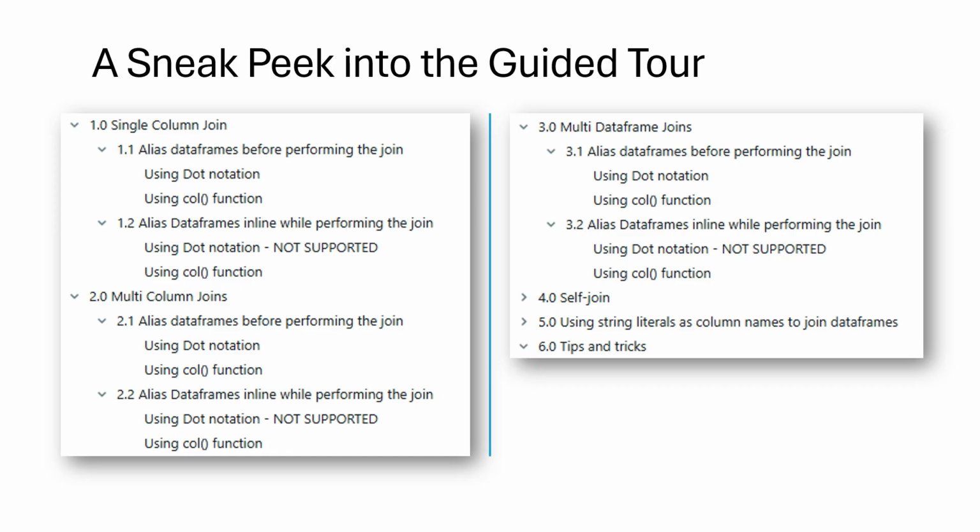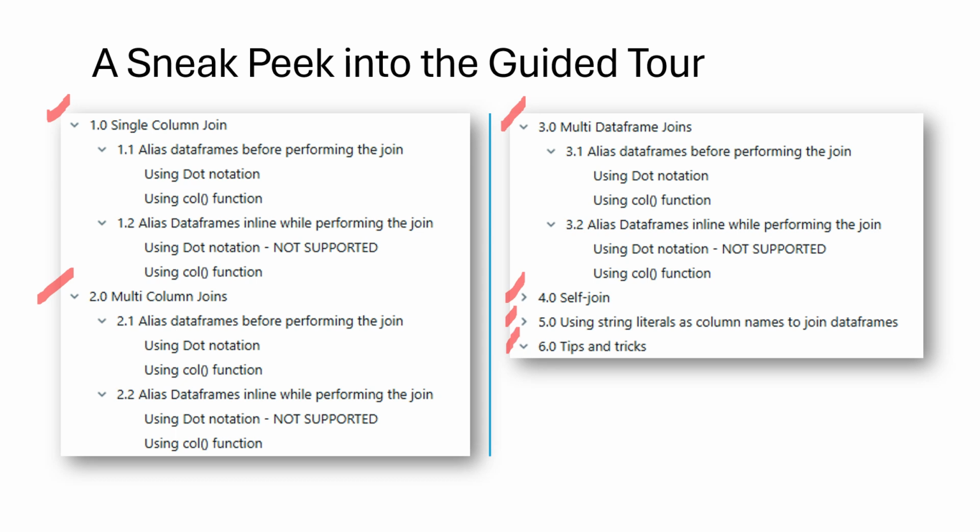In this guided tour, we will walk through several scenarios for joining data frames. Single column joins, multi-column joins, multi-table joins, self joins, joins using string literals, and finally, a few tips and tricks for writing joins.